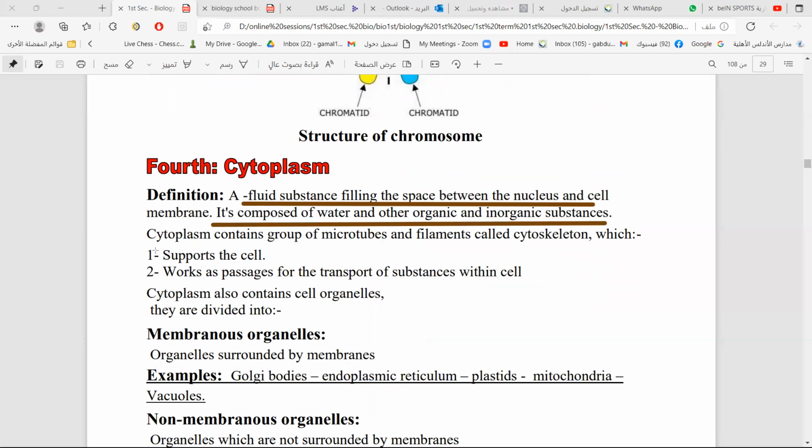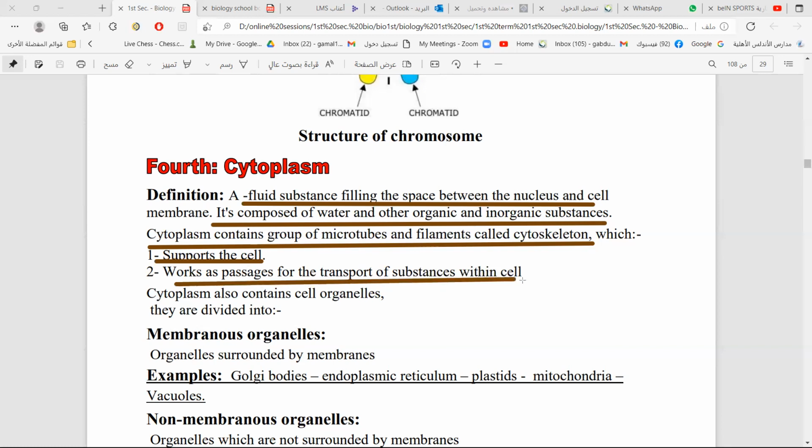The cytoplasm contains microtubules and filaments called the cell cytoskeleton, the internal skeleton of the cell, which supports the cell and works as passages for transporting substances within the cell.